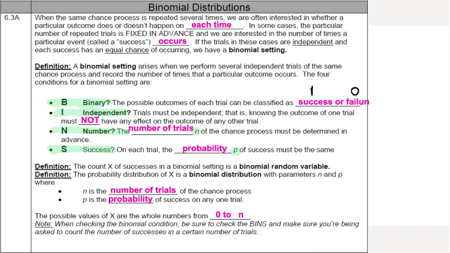So we're counting our successes. And then we have a binomial distribution. So N is the number of trials and P is the probability of success. And in our X's, our counts of successes are going to be whole numbers from 0 to N.